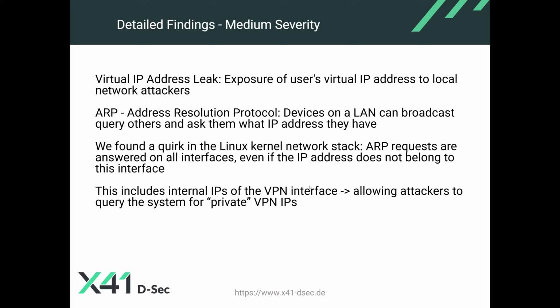What happened is that in the Linux kernel network stack we found a quirk. I wouldn't say that it is a bug, because probably there's some use case for it. But the point is that in the Linux kernel, if you have multiple network interfaces and you ask on one interface for a certain IP address, like, do you have that IP address?